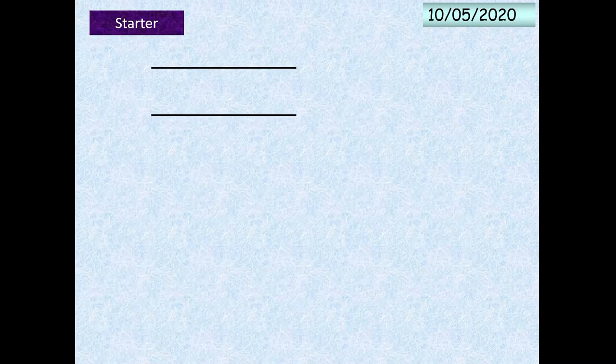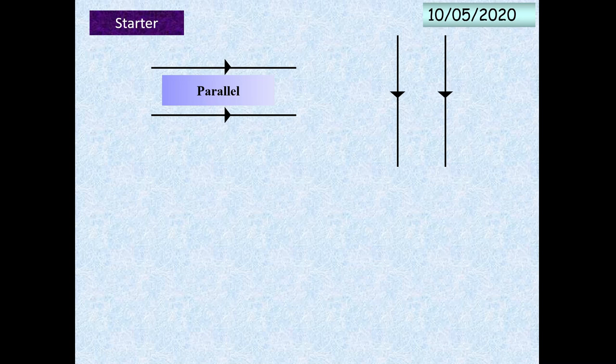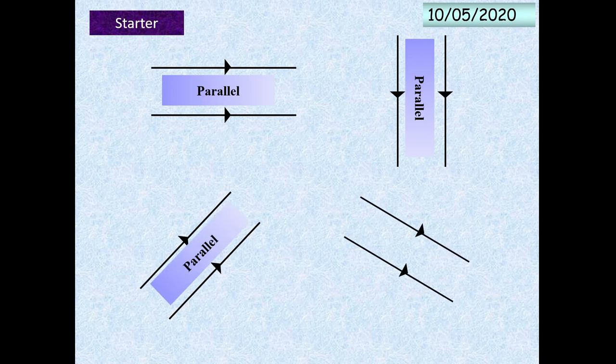I've got two lines. I'm going to put arrows on them, which means that they're never going to meet. So we can say these two lines are parallel to each other. As long as we can see the arrows telling us that they're not going to meet, they're parallel to each other. I'm sure you can think up a lot of examples. If you're looking at the screen now, that might be a very good example.